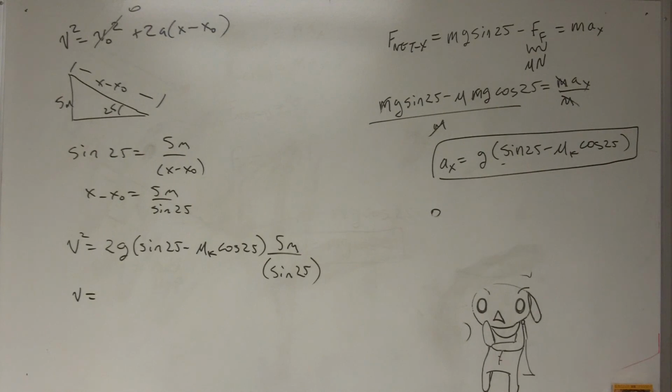Okay, so I have 2 times 9.8 times sine of 25 degrees minus 0.31 times cosine 25 degrees times 5 divided by sine of 25 degrees. You could do some cancellations here, make it a little bit simpler. This says 32.8 meters per second.